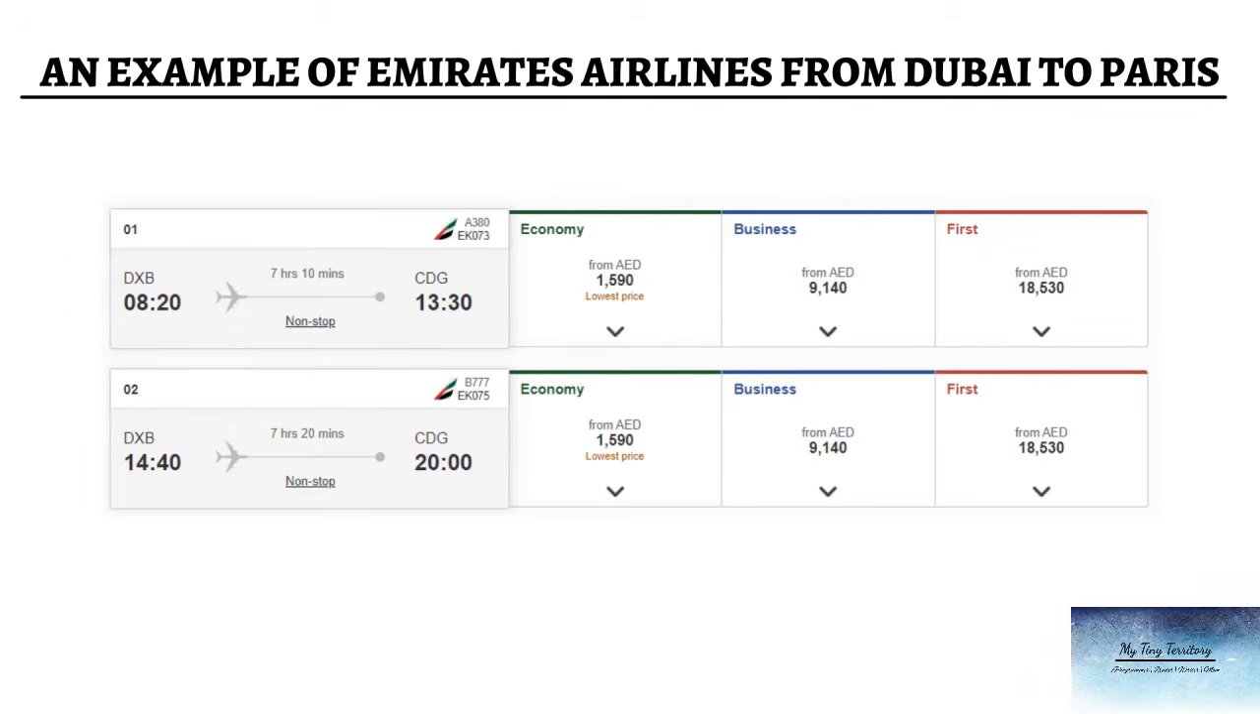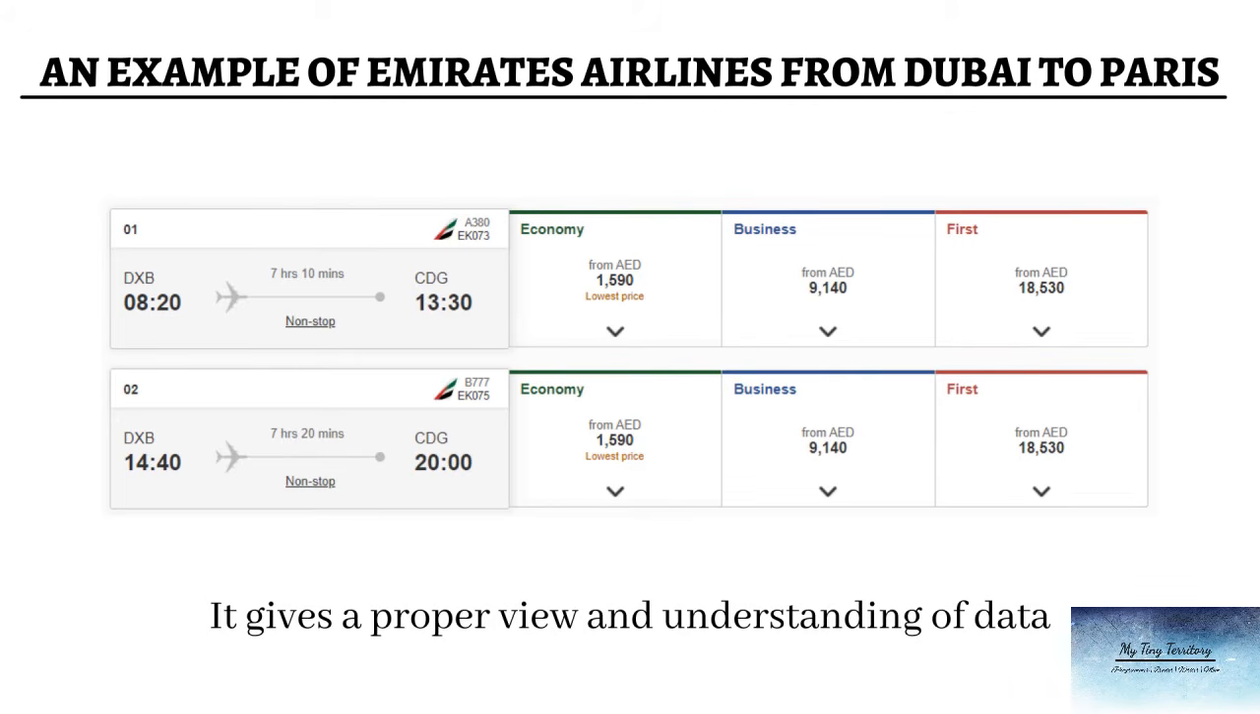Suppose when we visit a website of an airline, we can see the example of Emirates Airlines for flights from Dubai to Paris. As you can see, the data is available in a proper tabular format, like what is the place of departure, what is the time of departure, how much time it is going to take, that means what is the time span of the journey and what time are we going to reach our destination. So we get a proper view and understanding of the data whenever the data is in this disciplined structured format.